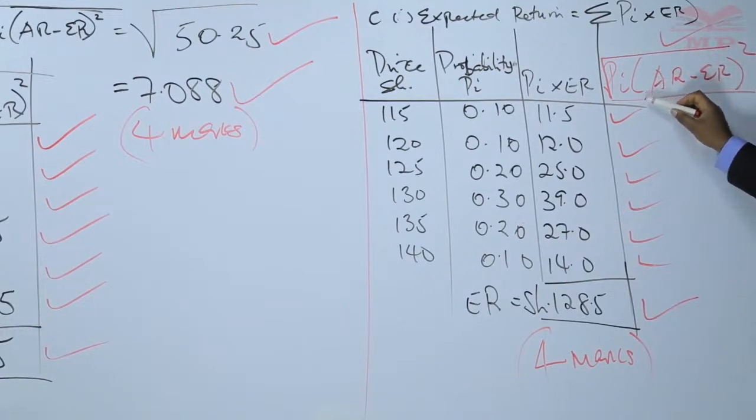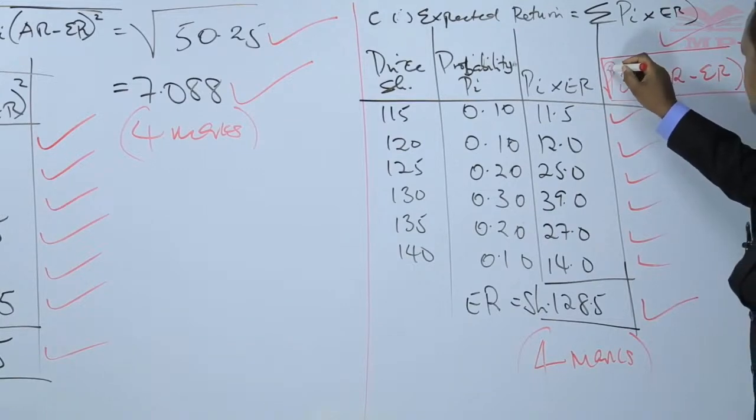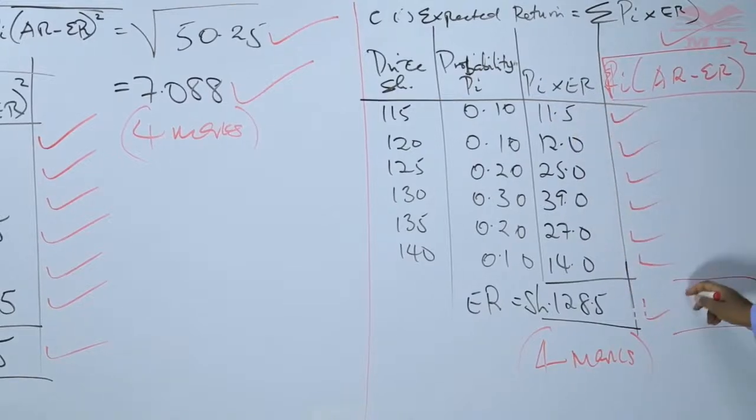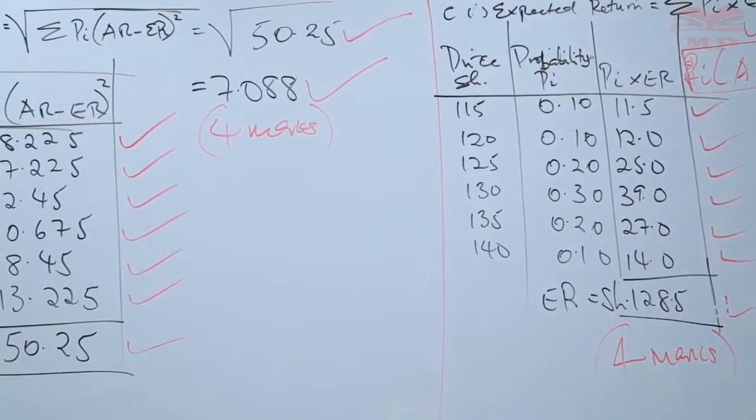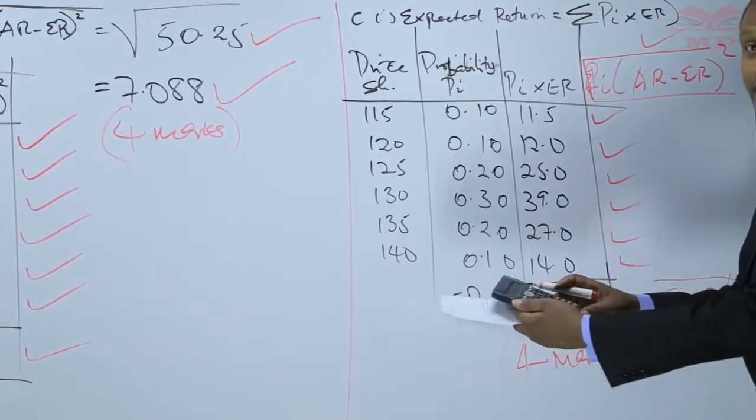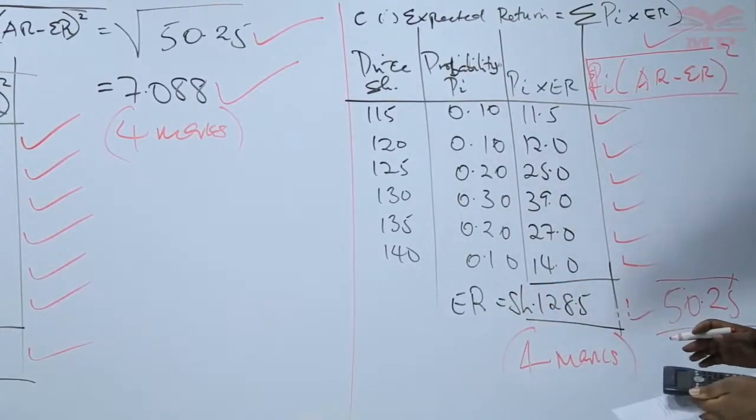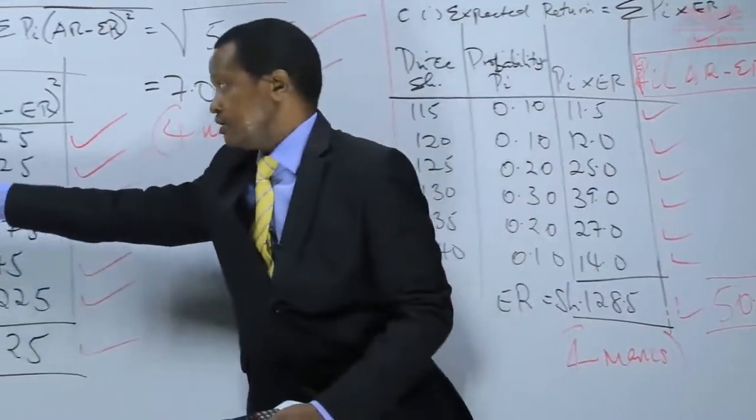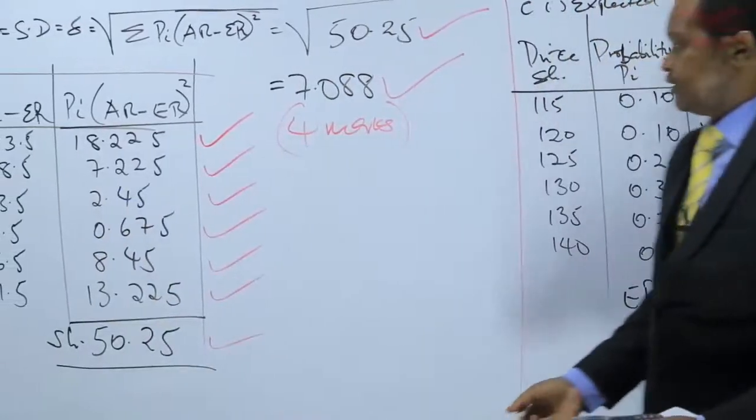Then the answer after summing, because this is summation, after getting the summation of the probability times the squared deviations, the sum here, which in our case is 50.25, just come here and get the square root of that, because the calculator, again, you have it. So all those workings are not necessary. You don't earn marks by repeating such columns.